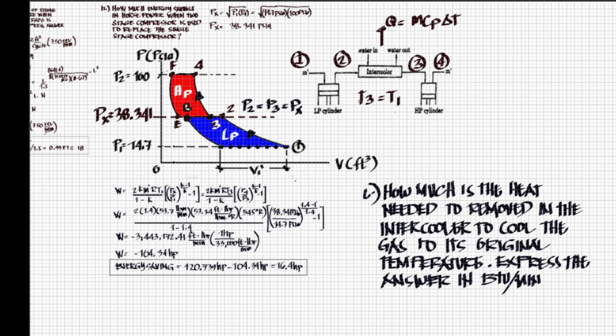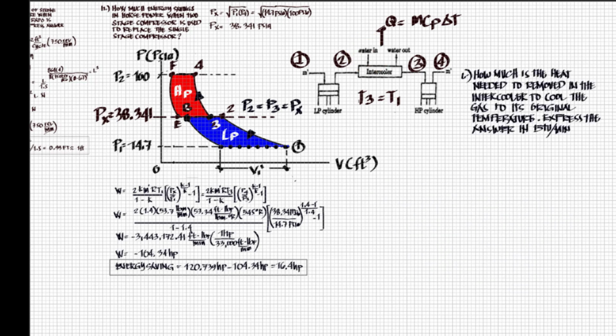Now for the next question, how much is the heat needed to be removed in the intercooler? We have an intercooler to cool the gas to its original temperature. Express the answer in BTU. Now the equation for the heat rejected in the intercooler is equal to the mass flow rate of the air, times the specific heat of the air, times the change in temperature from T3 to T2.